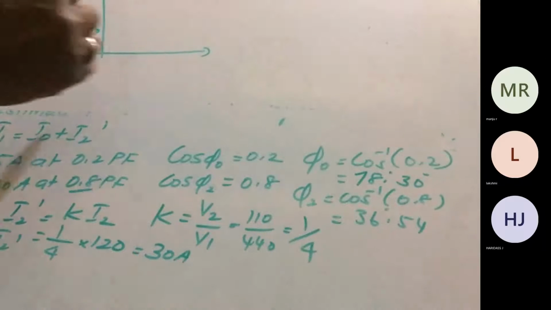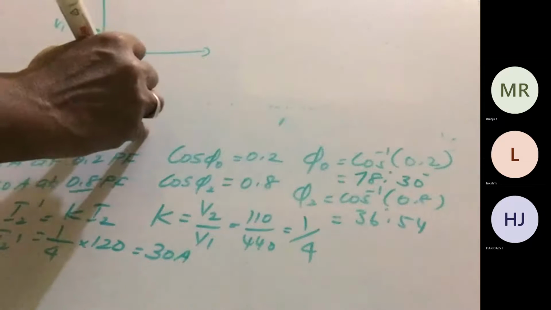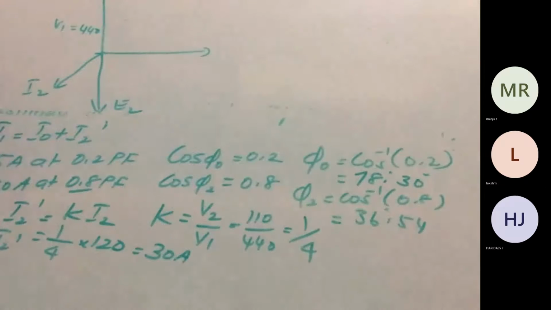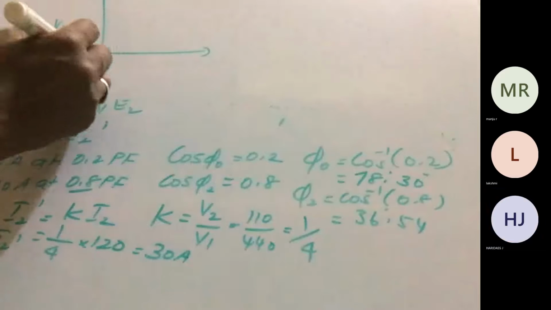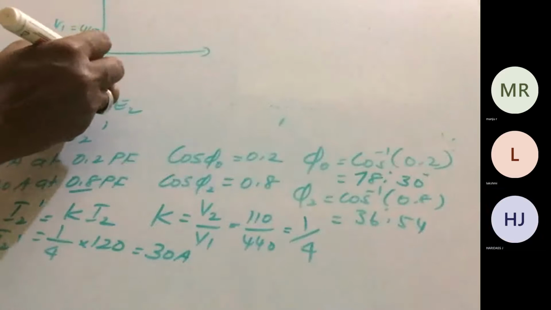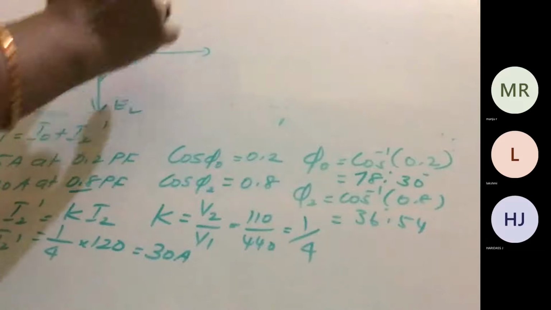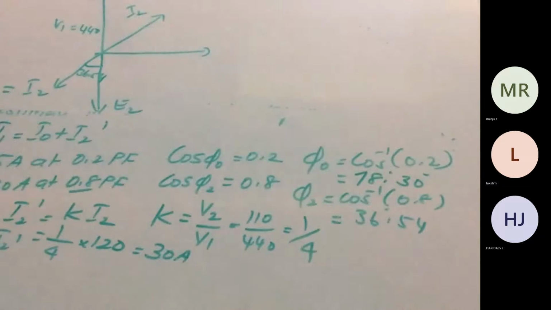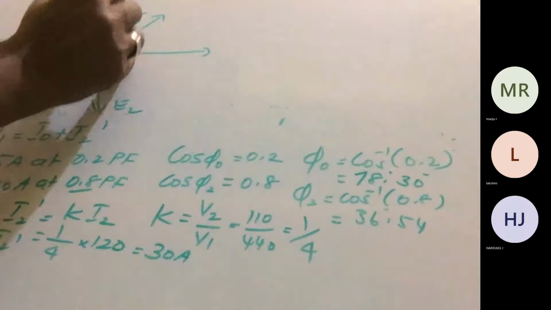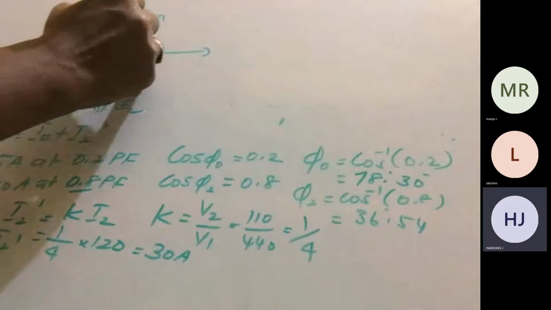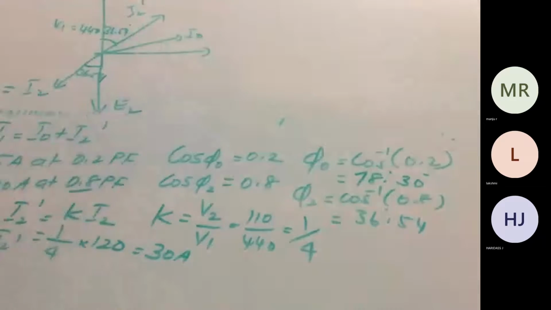Okay, now none of the other values are given, E2 and I2. I2 is given, 120. So the angle phi 2 is 36.54. So you have to extend I2 dash. That is also 36.54, so I2 dash equal to 36.54. Then phi naught we know, I naught is given.